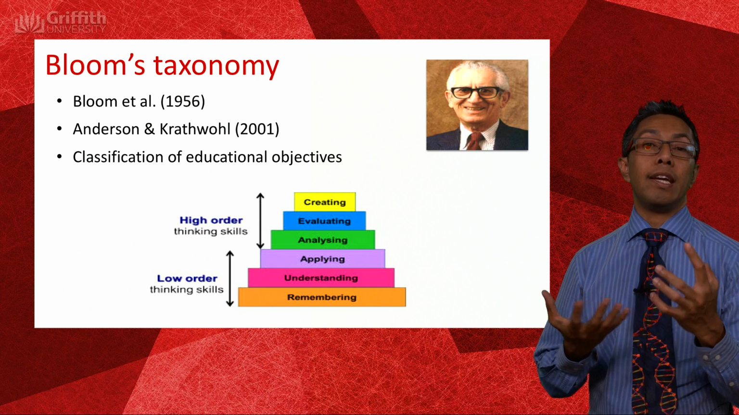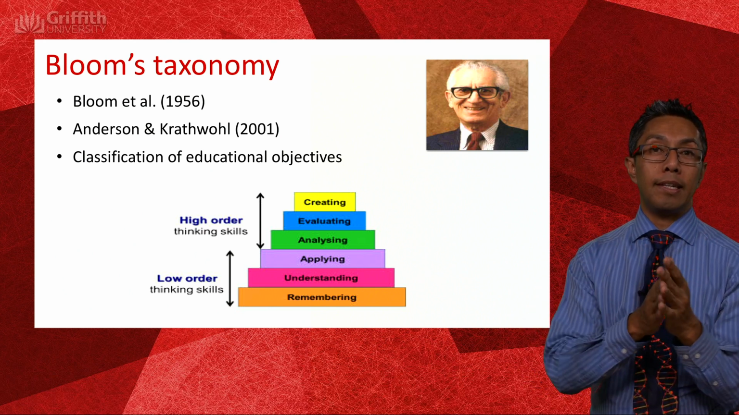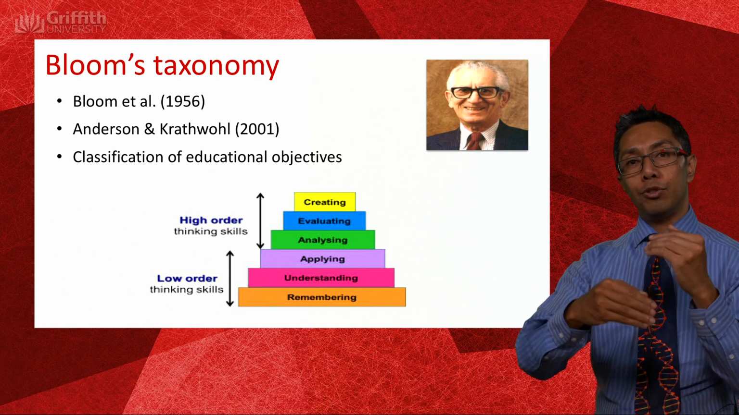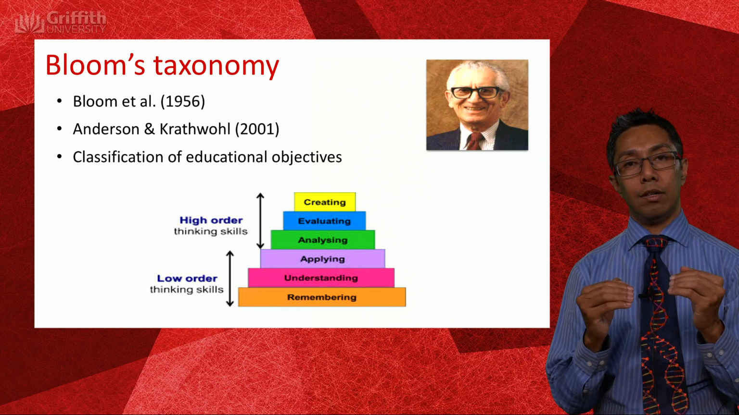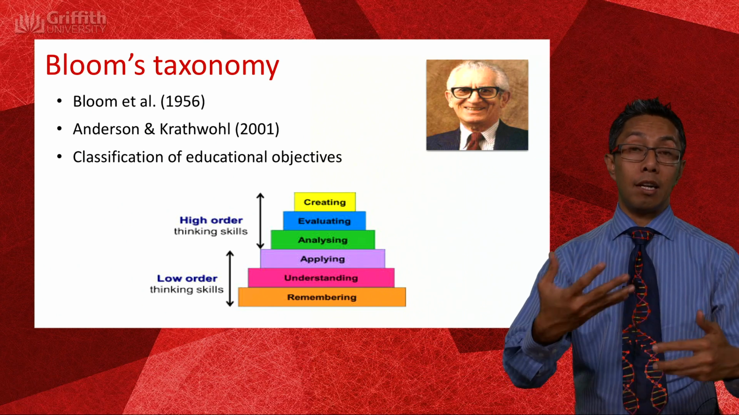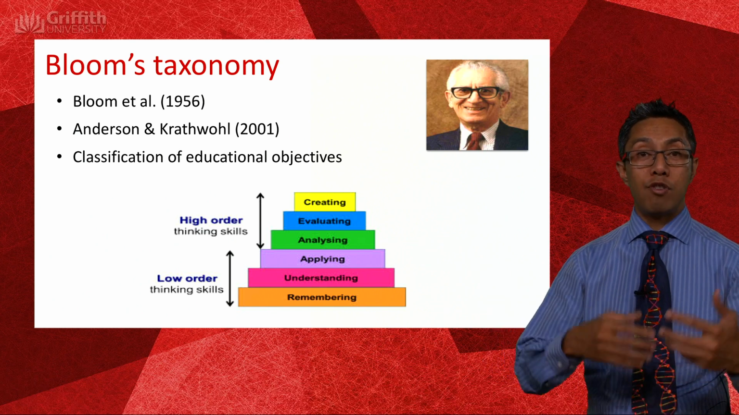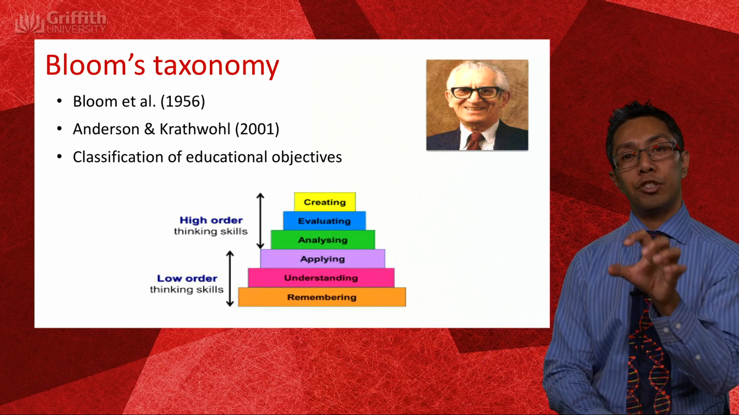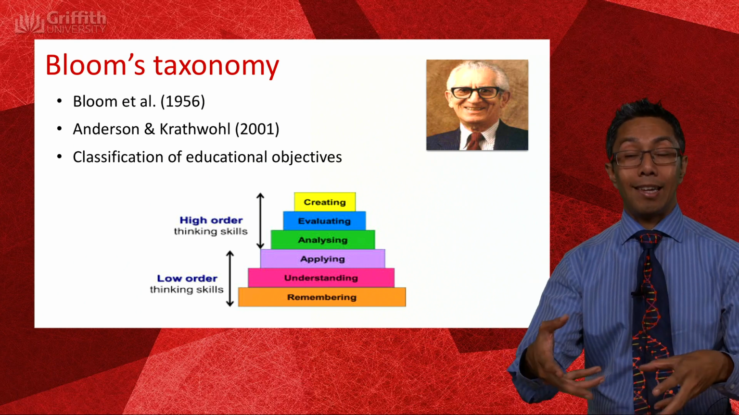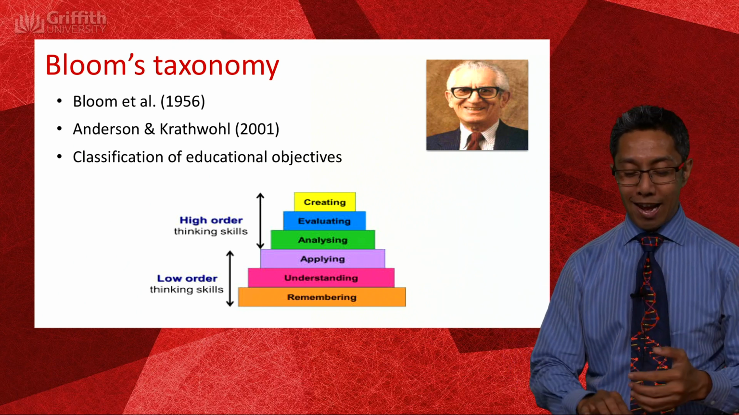Now, the other important thing to do with the taxonomy is that we tend to break it up into 2 levels: lower order thinking skills, such as remembering, understanding, and applying, and higher order thinking skills, analysing, evaluating, creating. And I'll talk about the implications of thinking about thinking in terms of lower order and higher order.